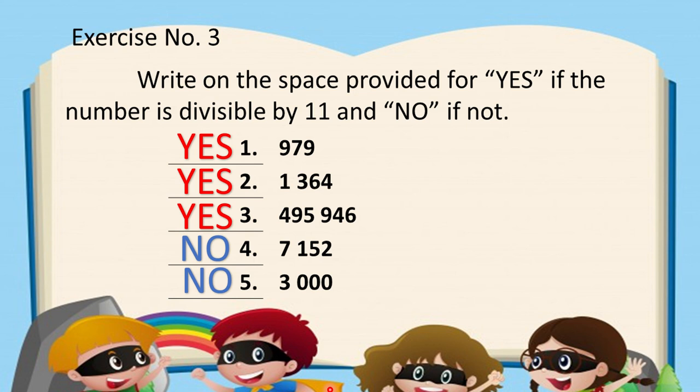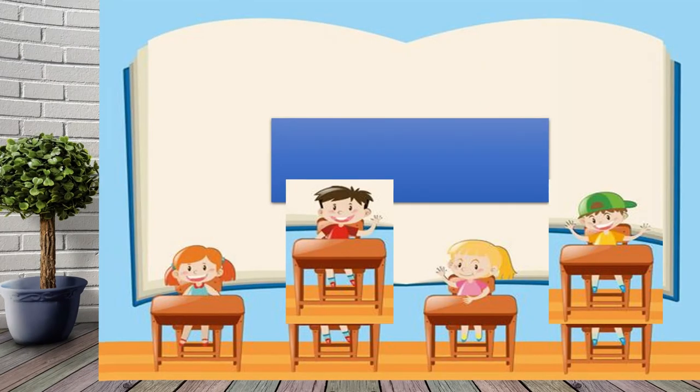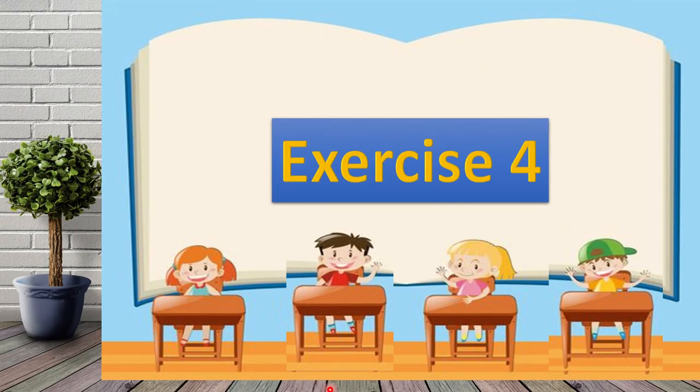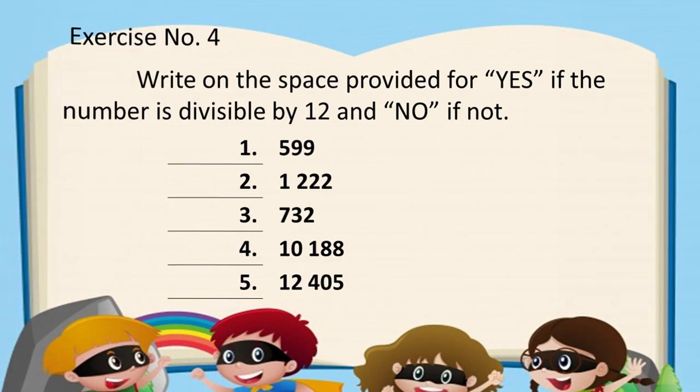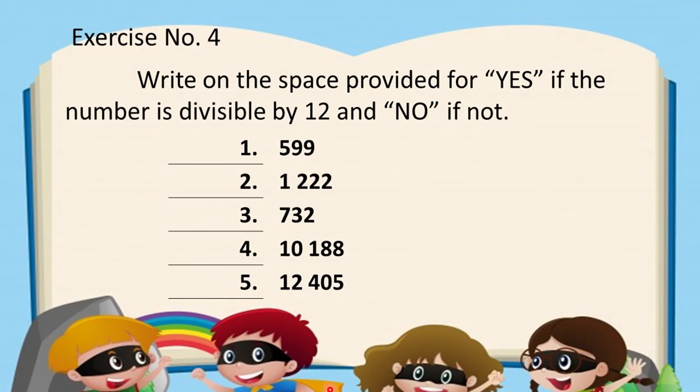So, we will now come to exercise number 4. Write on the space provided for yes if the number is divisible by 12 and no if not. So, we will apply the divisibility rule for 12. Number 1 is 599. Number 2 is 1,222. Number 3 is 732. Number 4 is 10,188. And number 5, 12,405.